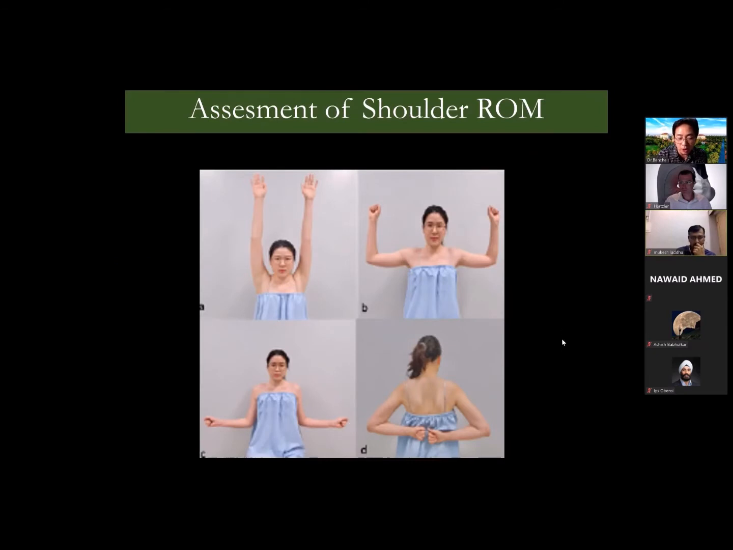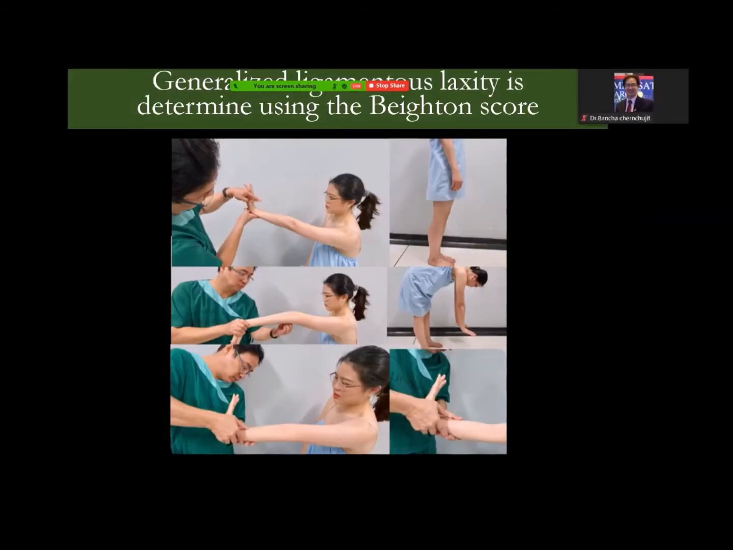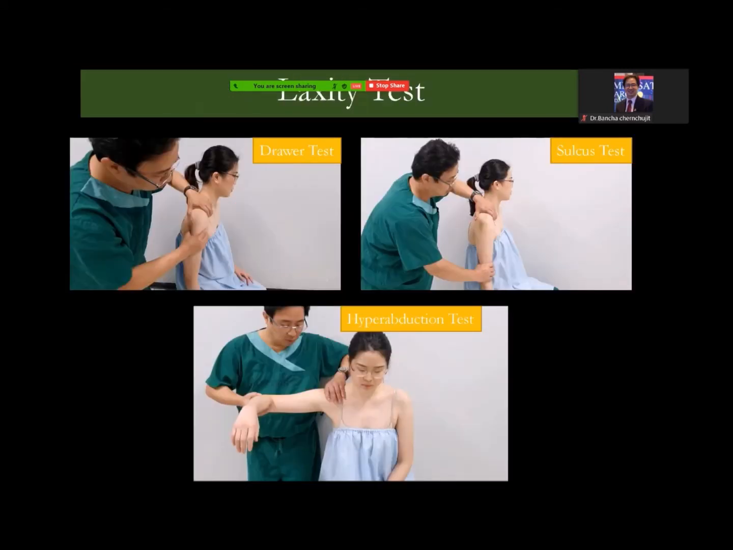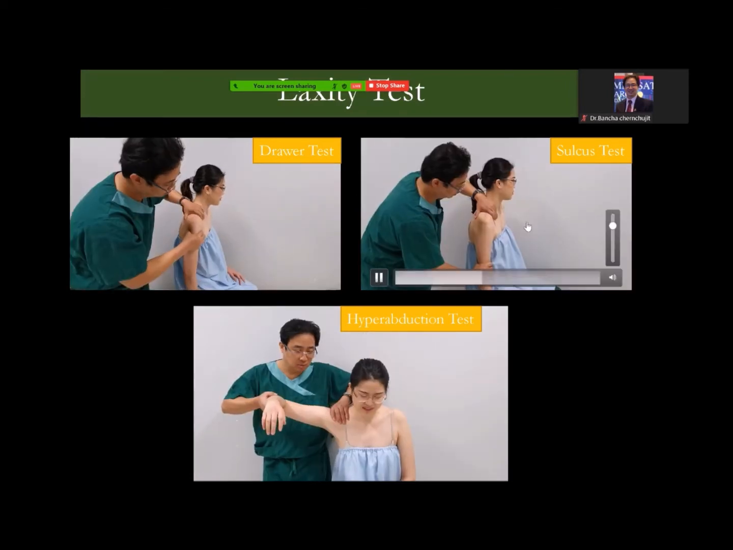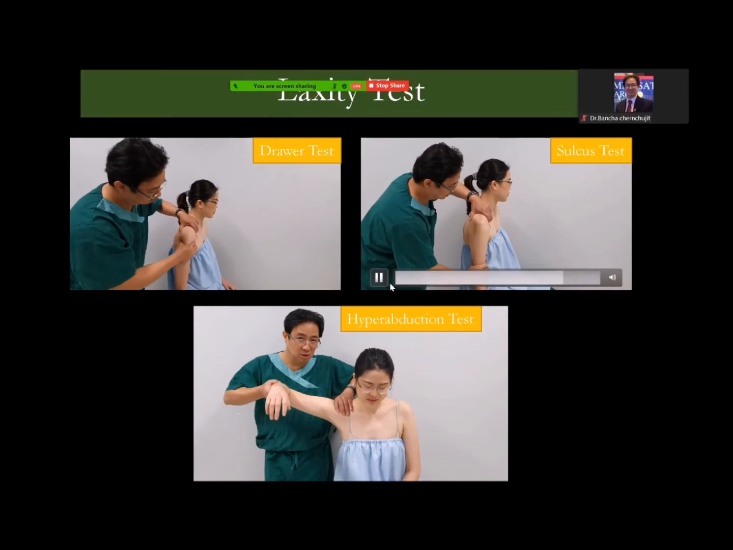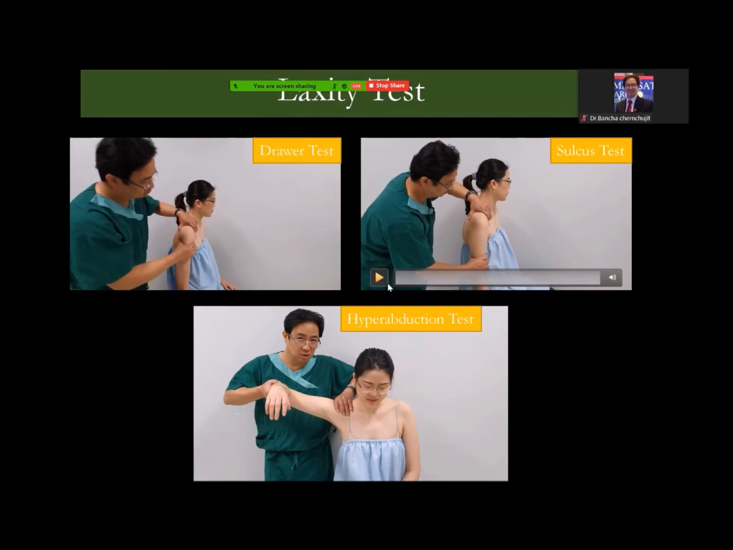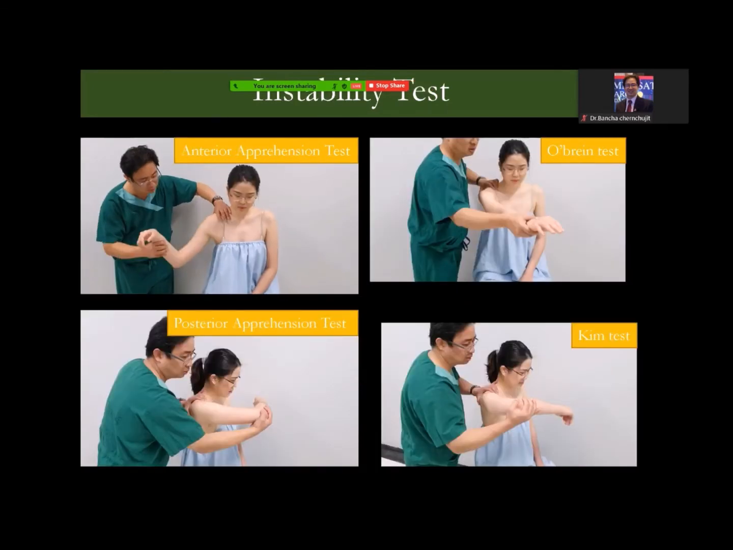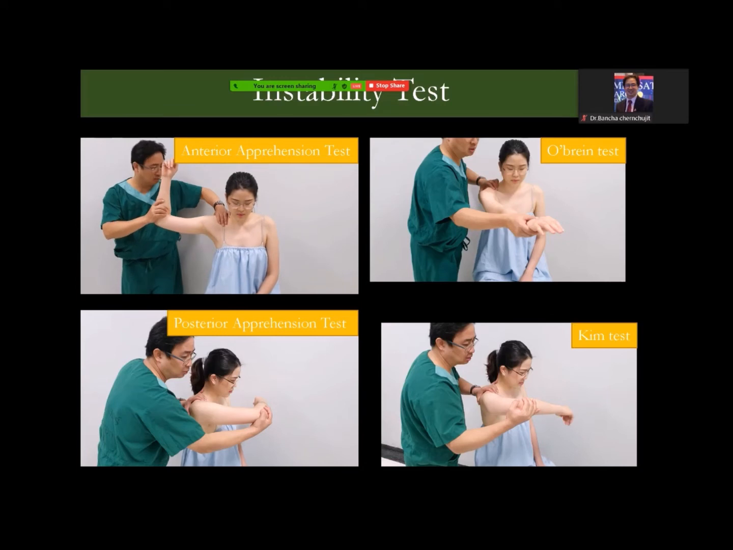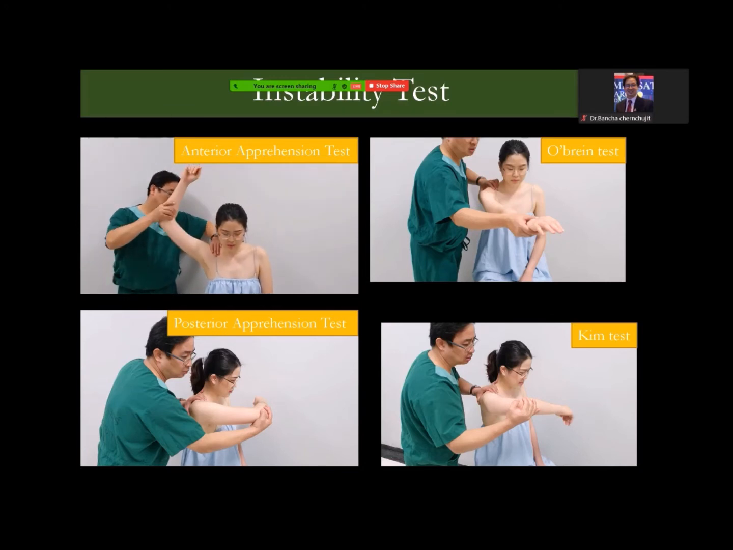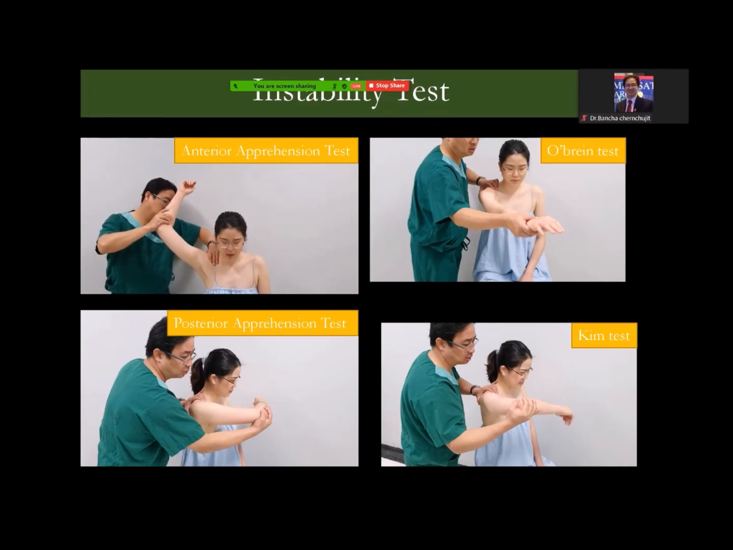So assess the shoulder range of motion, Beighton score, right? Is that more than 4? Or you check the laxity tests, the laxity that does not produce pain, like drawer, sulcus, hyperabduction of the shoulder, painful hyperabduction test. You're thinking about instability also, right? Apprehension, O'Brien test, Prone apprehension test, Kim test, right? So the Kim test for me is quite reliable for the posterior inferior labrum, right?